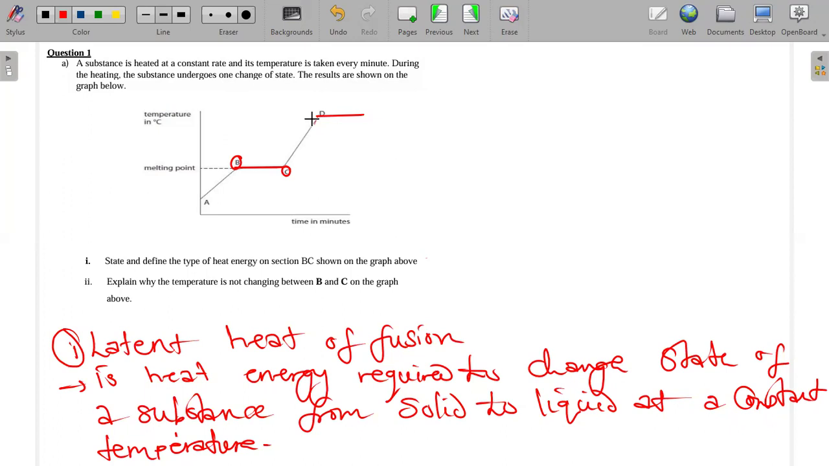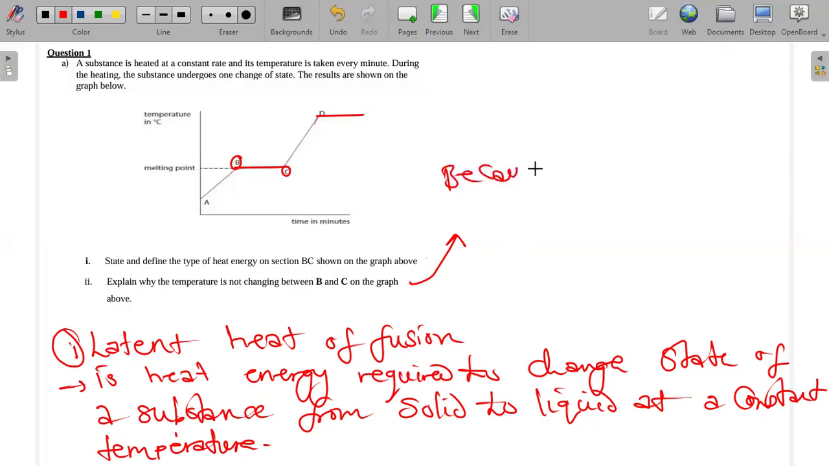Part two is saying explain why the temperature is not changing between B and C on the graph. So I've already explained this part. The reason it's not changing is because the heat energy that is being supplied here is used to do what? To break down the intermolecular forces during melting.